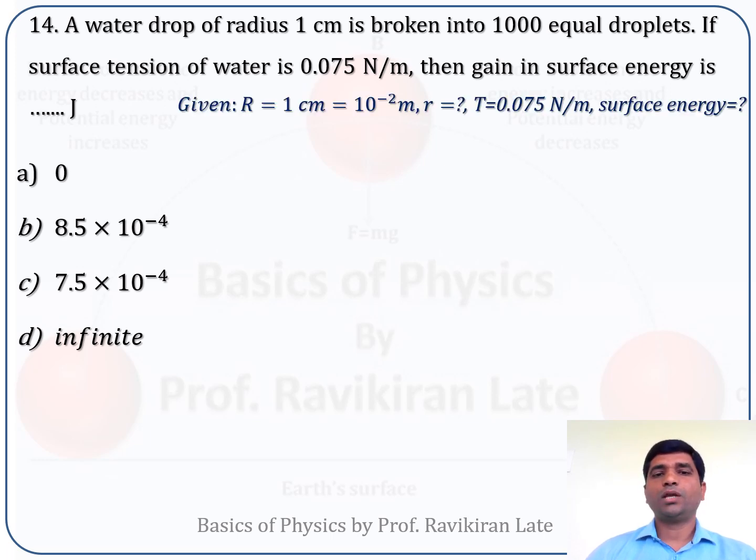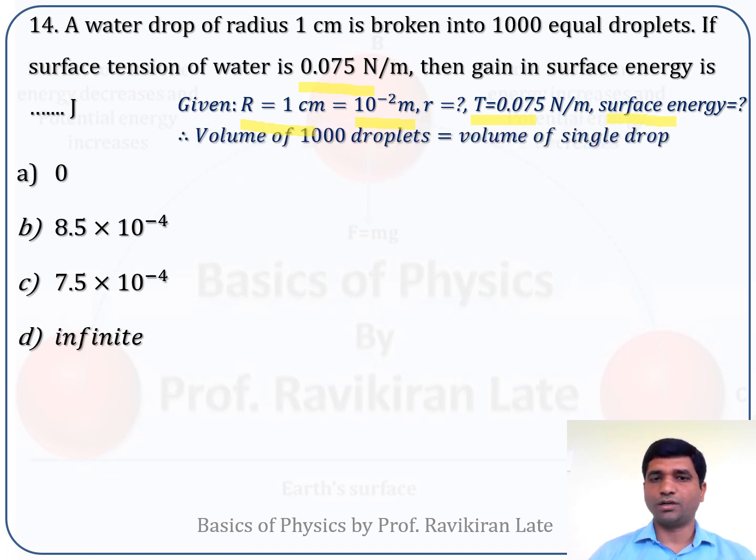In this case, first let us say the single drop is there. Let us say it is of higher size. Its radius, let us say it is capital R, which is 1 centimeter. It is given over here. As the surface tension of the water is given in SI unit, I will convert this centimeter into meter, so I have to multiply it by 10 raised to minus 2. And the surface tension I have noted down, and we have to calculate the gain in surface energy, that is equal to question mark.